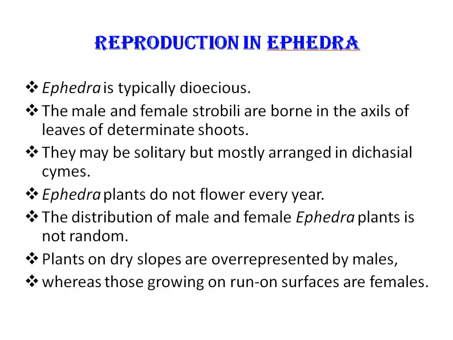Dichasial cyme is a type of cymose inflorescence where the main stem stops growing and produces a flower, and then two lateral branches emerge from the base of that flower, each also terminating in a flower. And this branching pattern continues with each lateral branch giving rise to two more.